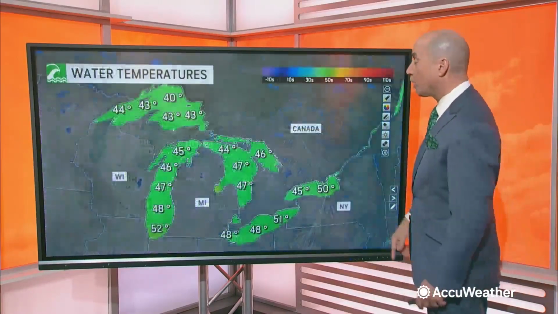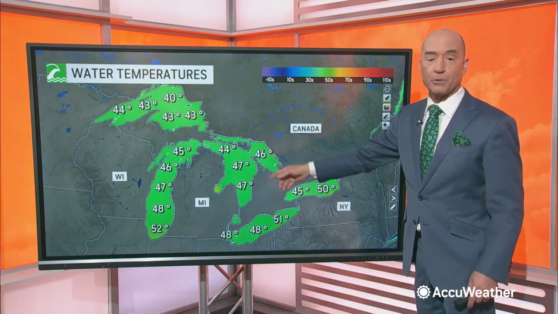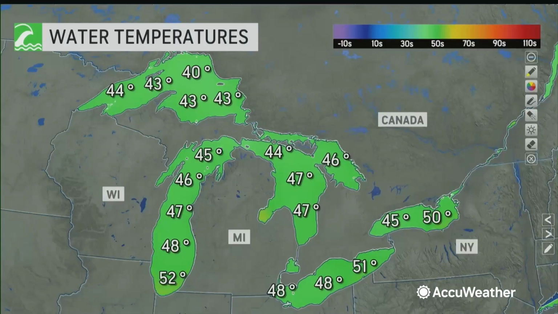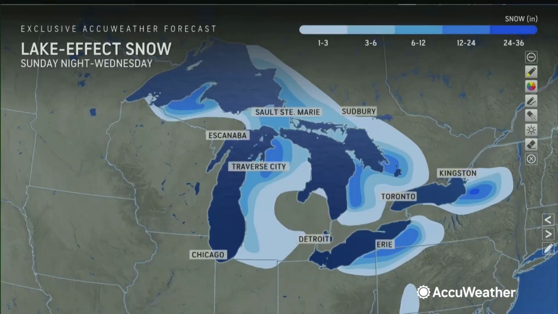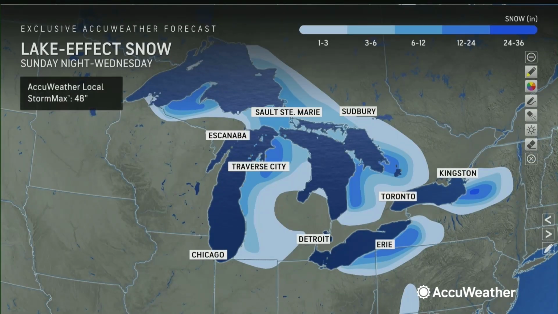Then the cold air over the warm waters, water temperatures in the 40s. We're looking at temperatures at 5,000 feet, by the way, in the teens. And then you get the lake effect, and the west-northwest flow comes on in.